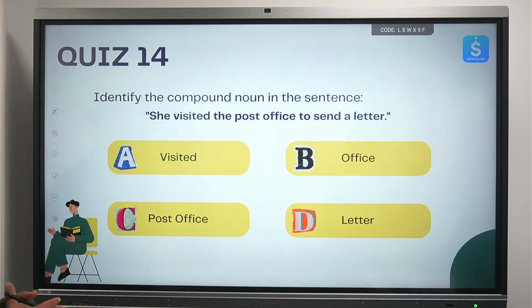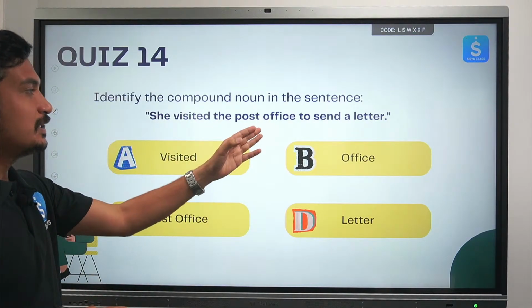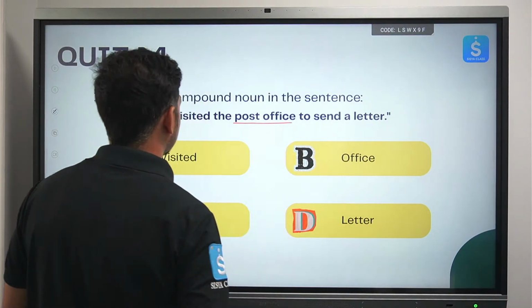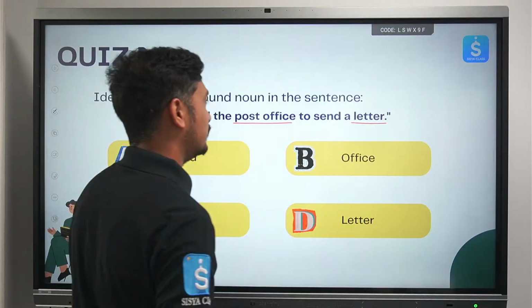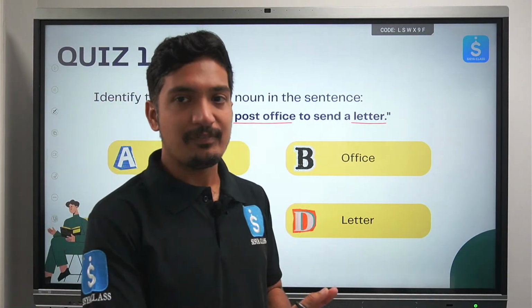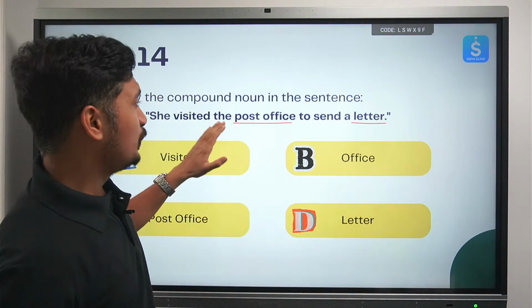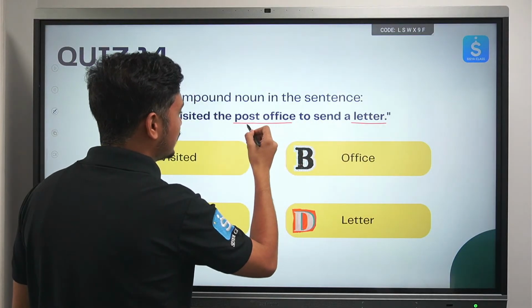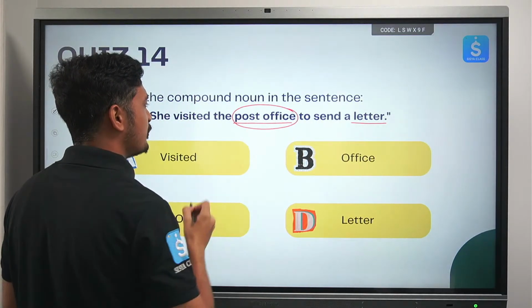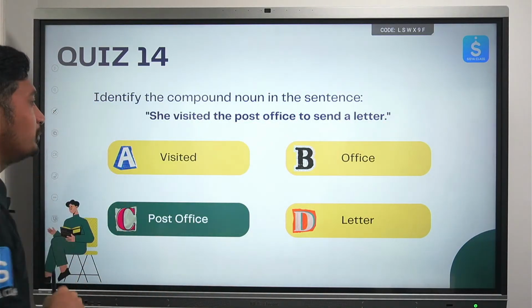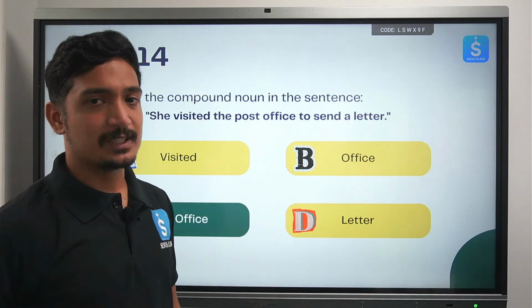Now the last question for today, identify the compound noun in the sentence. She visited the post office to send a letter. Okay, so over here if you see, post office and letter are the two nouns that we have. Now you tell me, based on the way that I've underlined the stuff, which one is the compound noun over here. The only noun which has two words is post office. So it's the name of a place, but it has two different words, and therefore option C, which is post office, will be the correct answer. Okay, I believe this is clear to you.